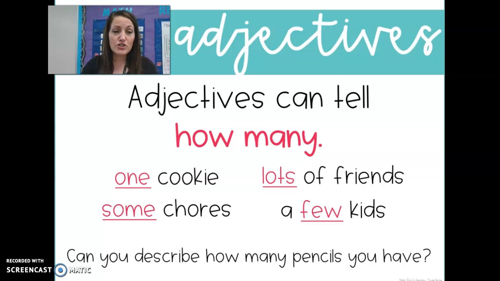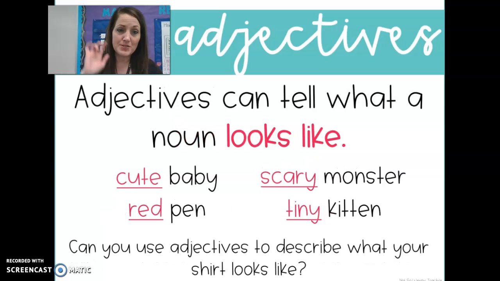And then the last example there says a few kids. So a few kids are not doing their work. Doesn't mean the whole class. It just means a few. How many? Few. That's the adjective. So how many pencils do you have? I probably have hundreds. So hundreds is an adjective describing pencils.